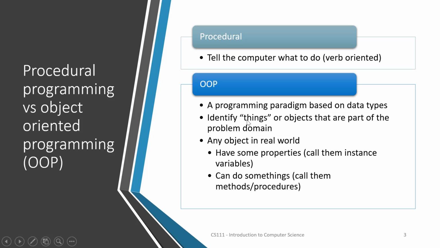We can identify things, or objects, that are part of the problem domain, and any object in the real world has some properties. We call them instance variables in object-oriented programming, and they can do something. We call them behaviors or methods and procedures. So essentially what we do in object-oriented programming is emulate the real-world object using a virtual world description.